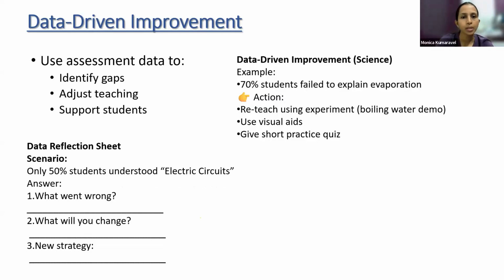So only 50% have understood electric circuits. You have taught the electric circuit completely, but only 50% are able to answer the electric circuit questions. What do you think would have gone wrong? And what change can you show? We can do a demo, some physical activity, making an electric circuit in class. Okay. So what went wrong, you think?